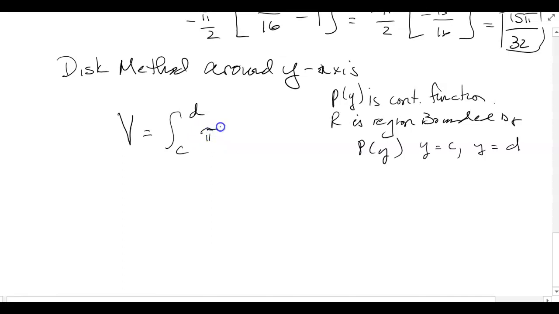Still going to make a circle, so you still have pi r squared, but your r now is represented by p of y squared dy. So your function has to be solved for x for it to be a p of y function. Keep that in mind. Let's try one of those examples.